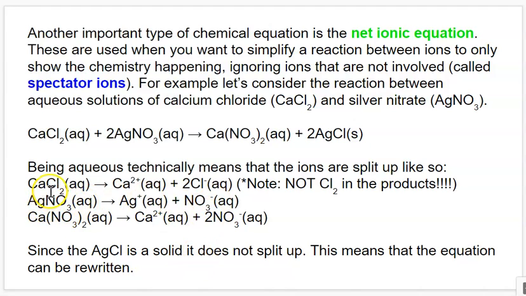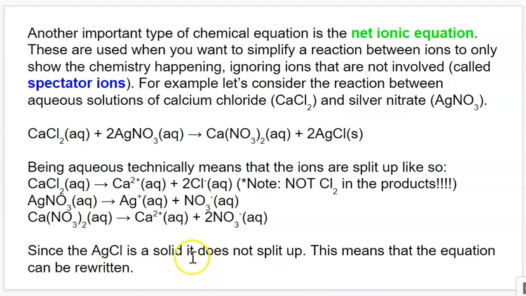Our silver nitrate is going to split up into Ag+ and NO3-, and our calcium nitrate, our Ca(NO3)2, is going to split up into calcium 2+ and 2 NO3- ions. You'll note here that I didn't include the AgCl because this is a solid, and especially if a solid is being formed in a process, that means it is insoluble. It is going to precipitate out of the solution and become a hazy looking solid in the solution that's going to settle to the bottom.